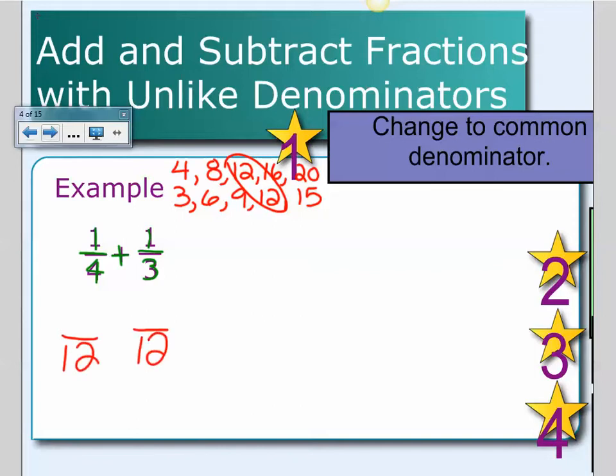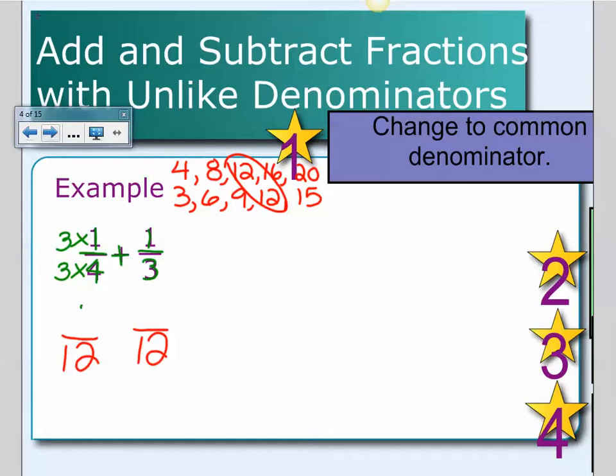So we want to make both our fractions share a common denominator. We learned this a little bit last chapter, but how do I turn a 4 into a 12? Well, 4 times 3 equals 12, so I'm going to multiply the left fraction top and bottom by 3, because again, that's how I get my denominator to equal 12.